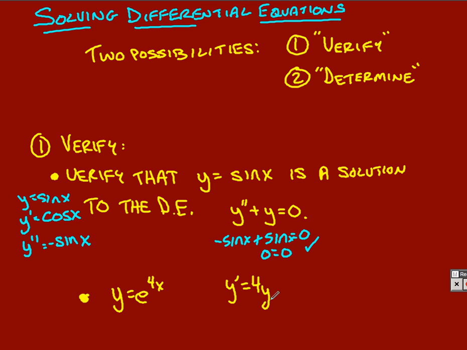Same with this one. y prime equals 4y when y equals e to the 4x. That means y prime would be, by chain rule, 4e to the 4x. So if I plug that in, is this 4e to the 4x the same as 4 times y, which is e to the 4x? Absolutely it does. Those are the same thing, so I have verification.